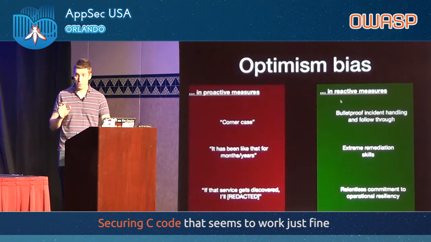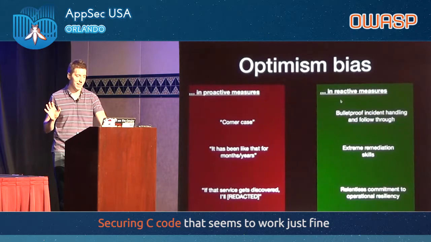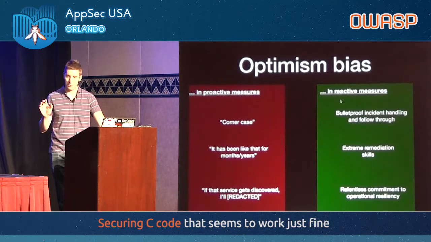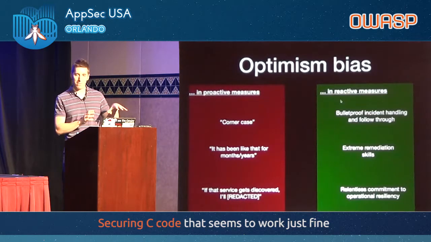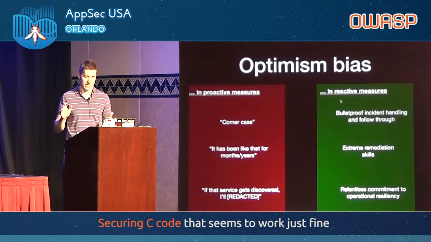And this bottom one was a quote from a really good engineer, actually, who I like, he's a friend. He said, this is talking about a vulnerable service behind a firewall, if that service gets discovered, I'll redact it. So it can be kind of difficult to work with optimism bias in proactive measures, but in reactive measures, it's kind of awesome.